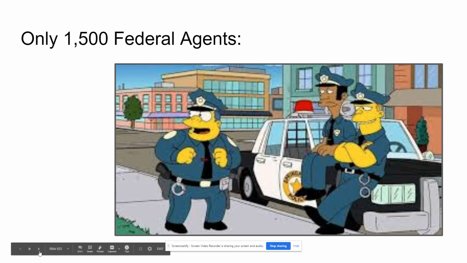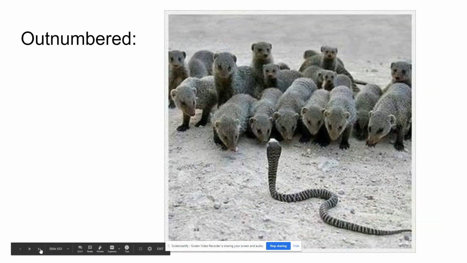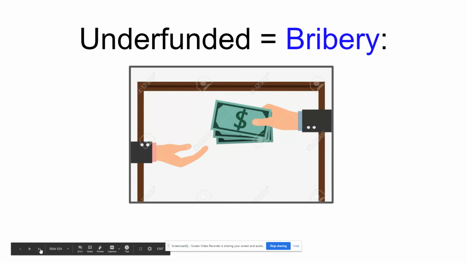There were only 1,500 federal agents in the Treasury Department to enforce this. Again, Remus had twice that. They couldn't possibly cover the whole country. So they were outnumbered and they were just set up to fail. And when people are being outnumbered and they are given an impossible job and they're underpaid, they're susceptible to bribery. And that's what alcohol people did. They just kept bribing them. And nobody ever did a good job.